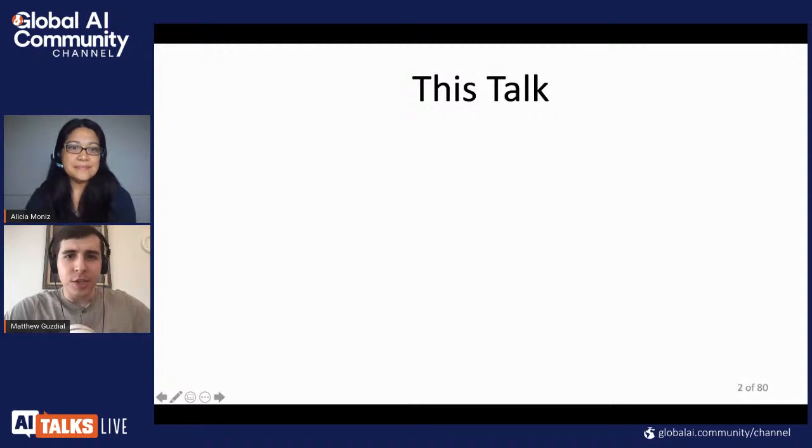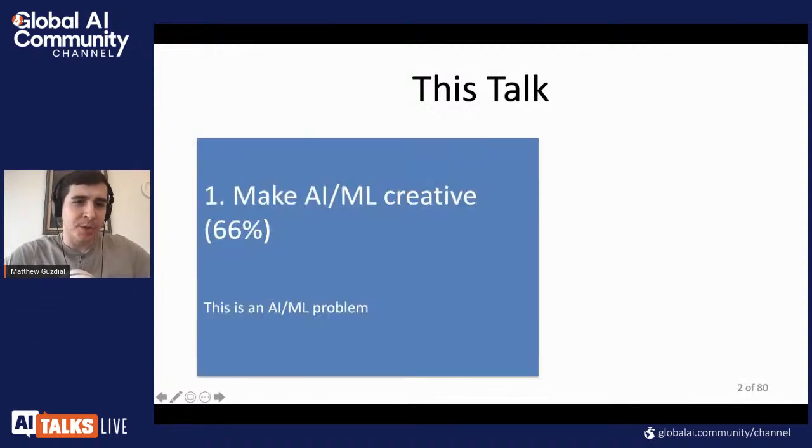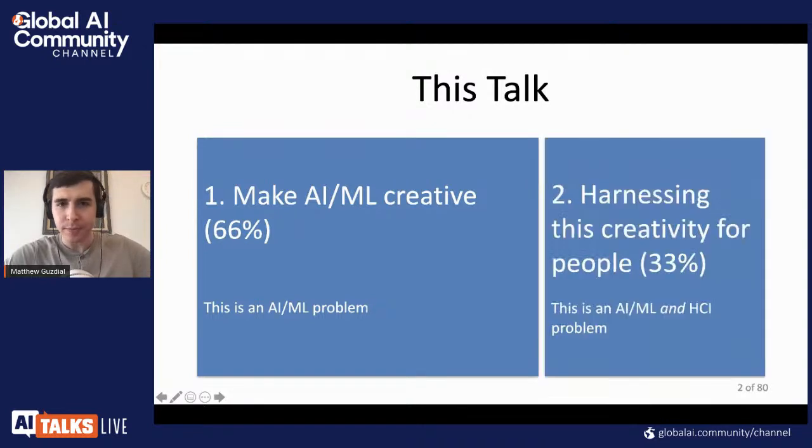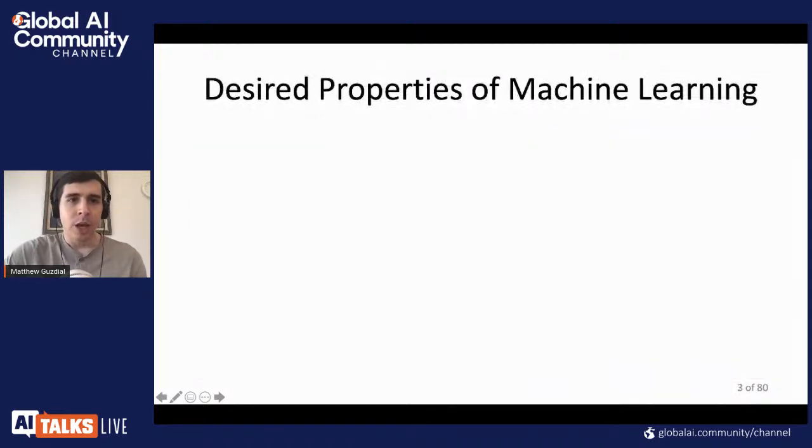This talk is basically 66% the question of how do we make AI or machine learning creative, which we can think of as a fundamental AI and machine learning problem. And the second bit is harnessing the creativity that we add to an AI ML system for people, which is both an AI ML problem and an HCI problem, right?